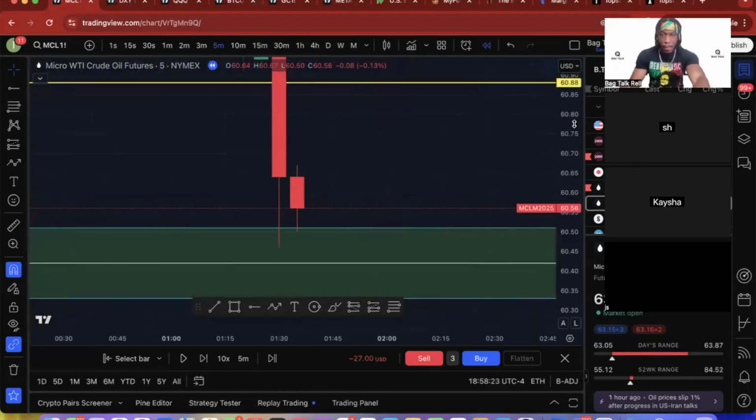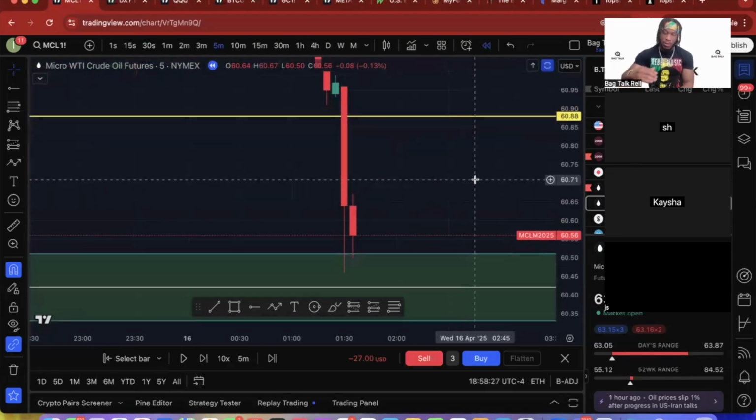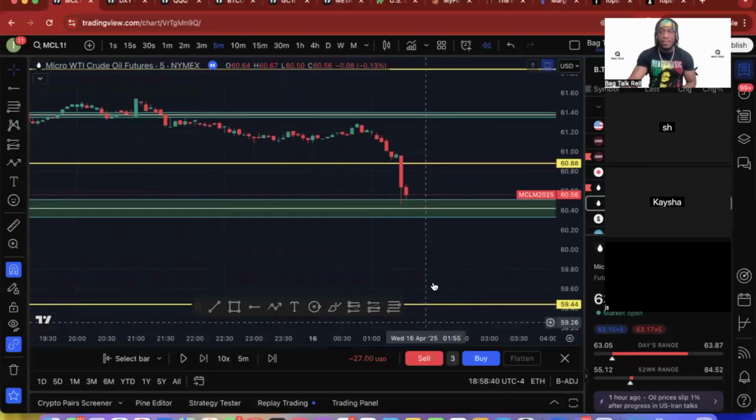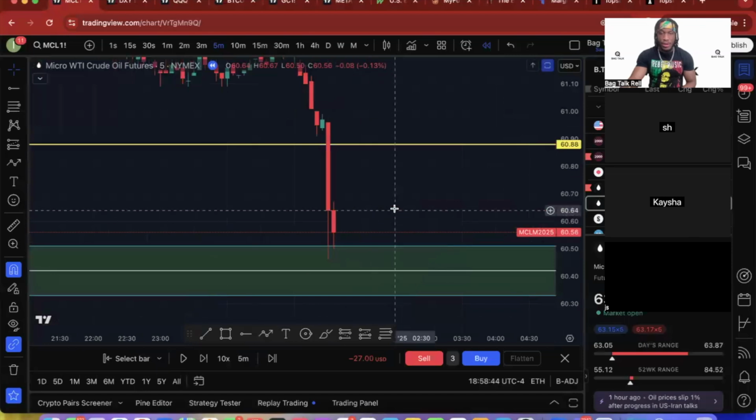All right, so now we have to see, does price want to respect that hourly fair value gap, which is a bullish one, or does it want to blow past it and show us that price is indeed bearish? And then guess what we have below? We got more targets. We got yellow line, we got yellow line. All right, so let us find out right now.